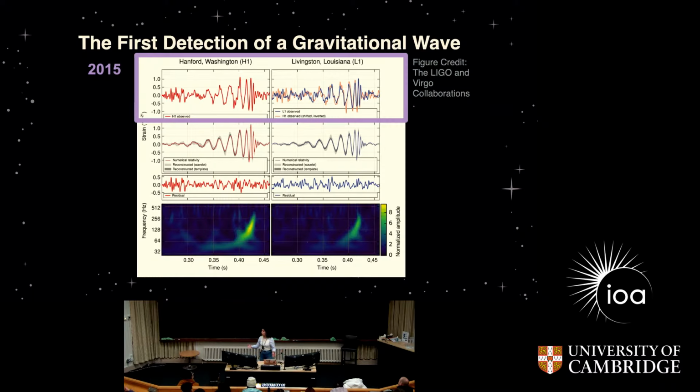And now we have a whole array of detectors. We also have Virgo, which is in Italy, and also we have KAGRA.